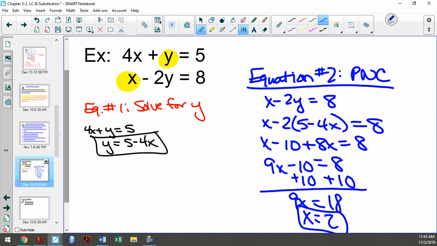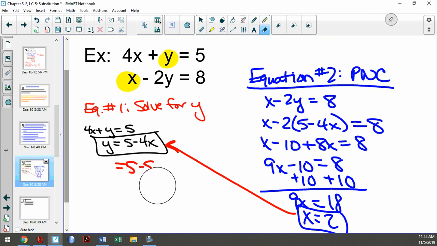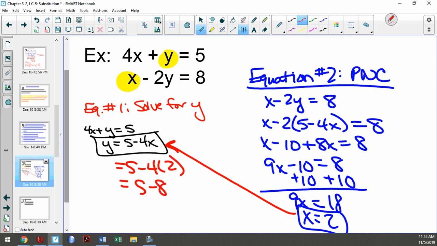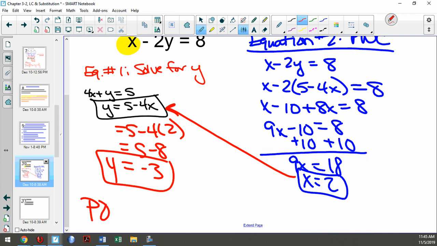Now, how do I find y? Where do I plug and chug into? Well, I already solved for it. I may as well use my box, right? Make my life really easy. 5 minus 4 times 2, 5 minus 8, negative 3 is y. So my POI is 2, negative 3. Do we see that, yes or no? Super easy.